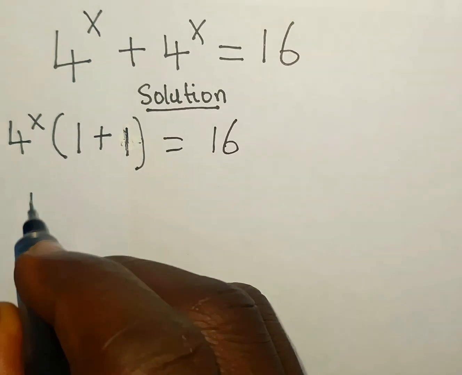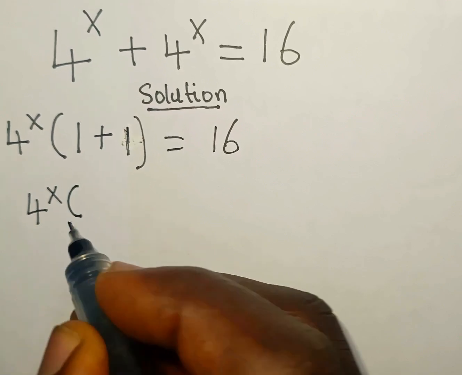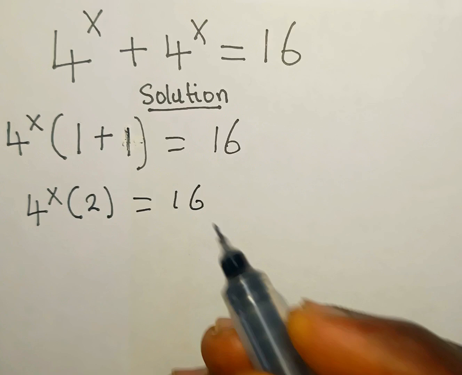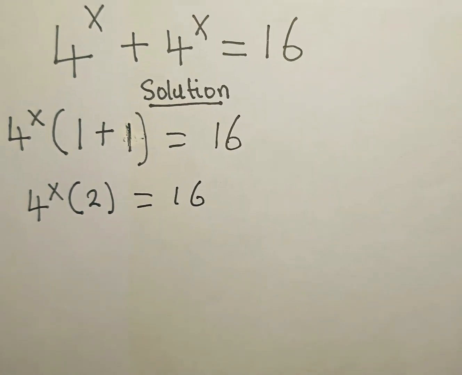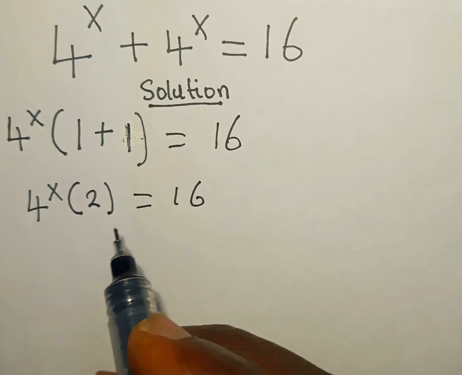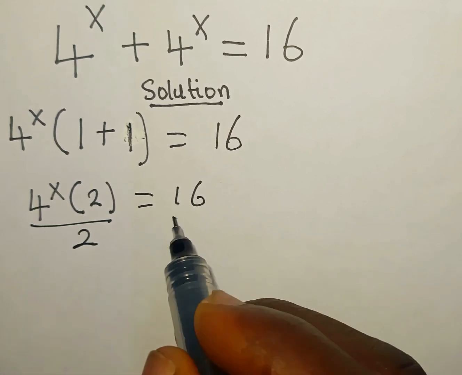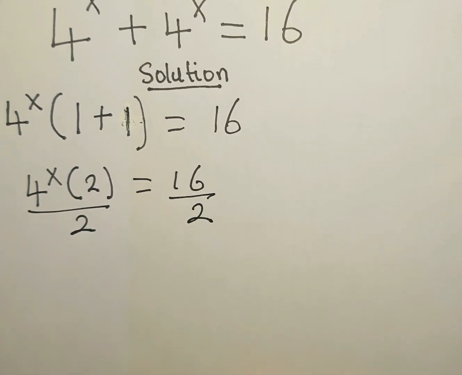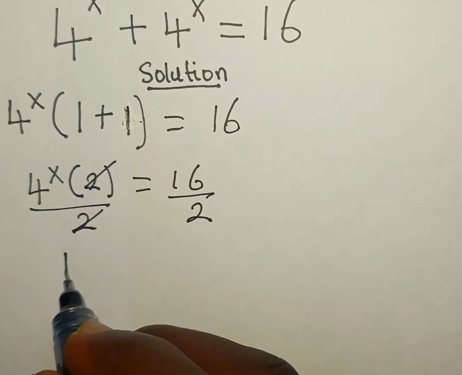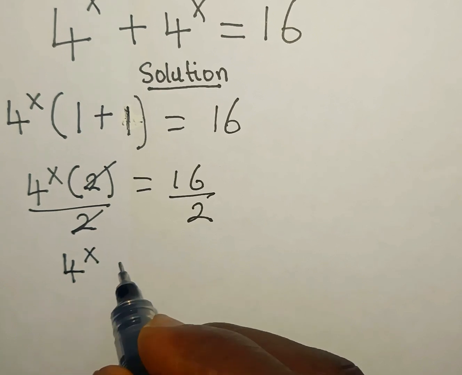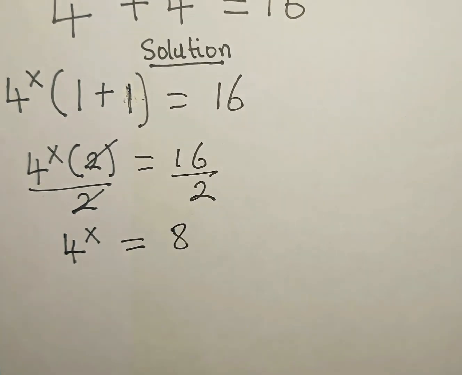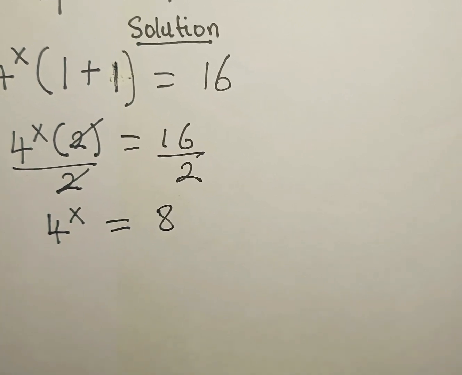So 4 to power x open bracket 1 plus 1 is the same as 2, so everything now will be equal to 16. And remember, we are looking for the value of x, so therefore we eliminate this 2 by dividing both sides of this equation by 2. So we divide the left hand side by 2 and also the right hand side by 2, so that this 2 is going to cancel this 2. In the left hand side, we are left with only 4 to the power of x, which is equal to 16 divided by 2 is the same as 8. Now we have 4 to power x is equal to 8.